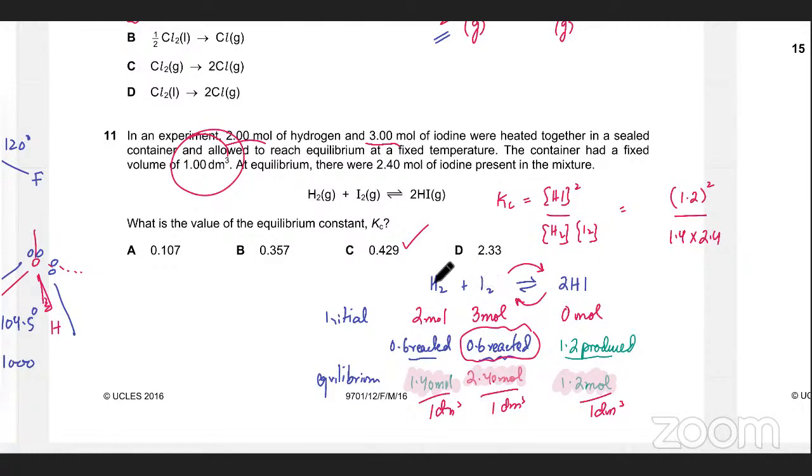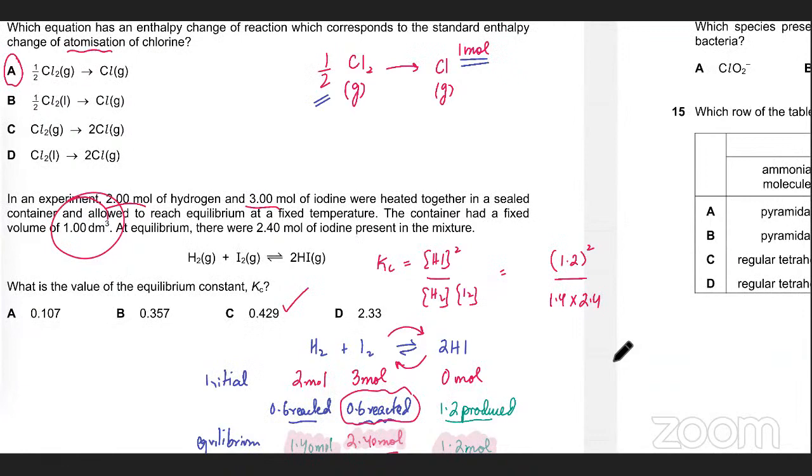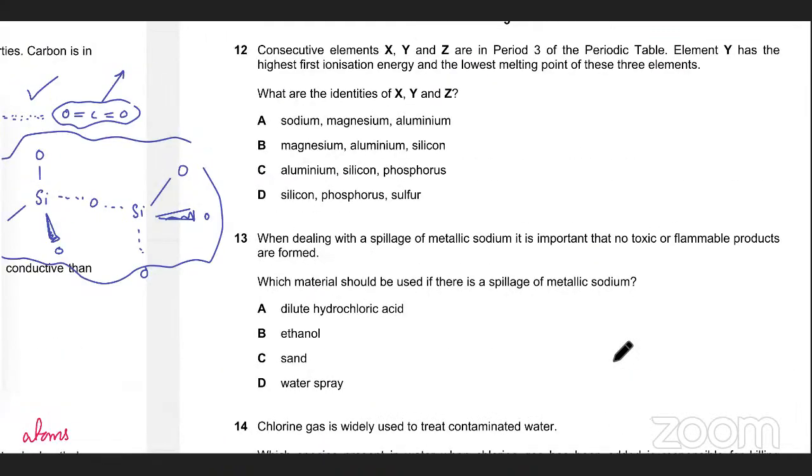0.6 is taking part in the reaction, so it would react with 0.6, 1:1. And on the other side, 1.2 is going to get produced. So next is question number 12.